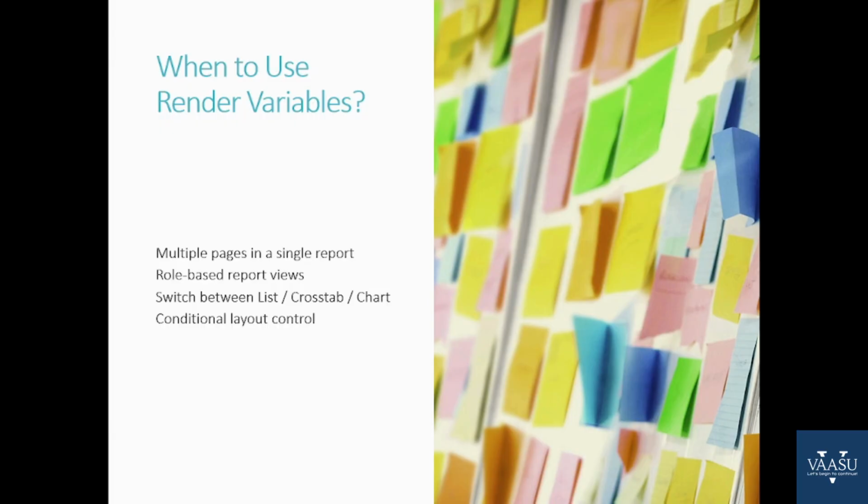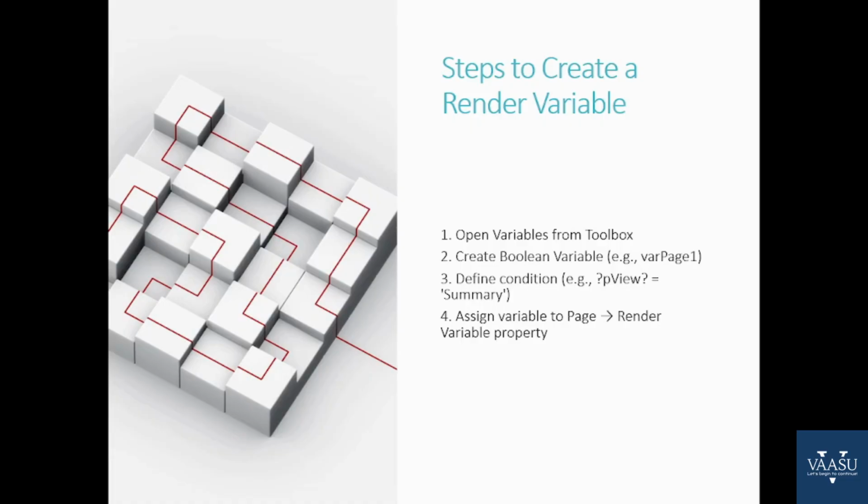If we take a real project example, in a banking project, business users wanted a summary view, a detail view and a graphical view. How can we handle this? Using one prompt plus three render variables, and we can implement this using the render variable option in IBM Cognos Analytics. Now let us see the steps to create a render variable in detail.